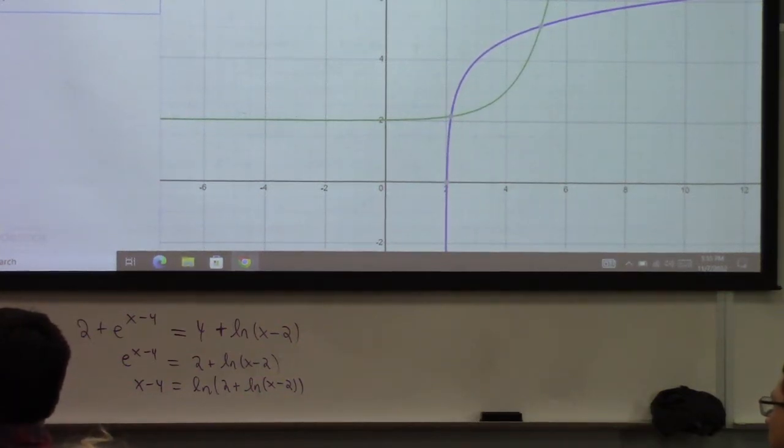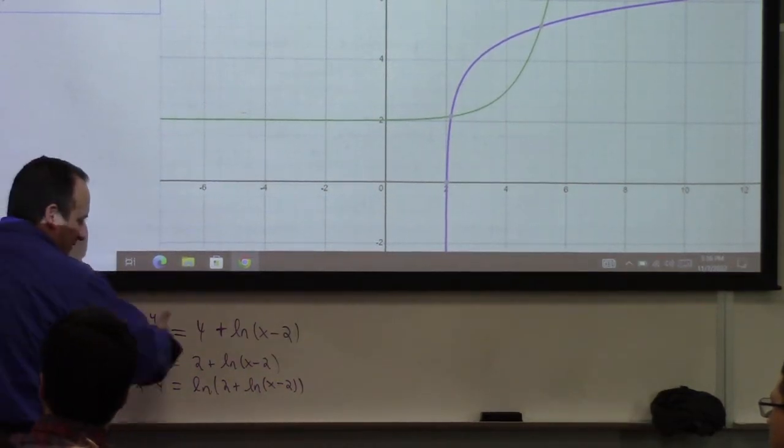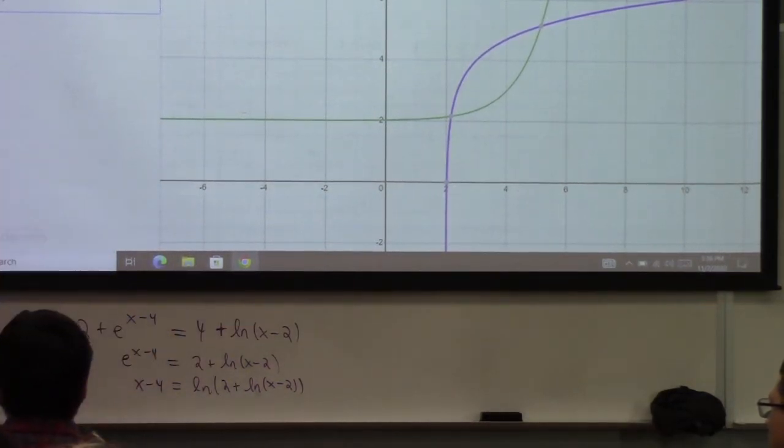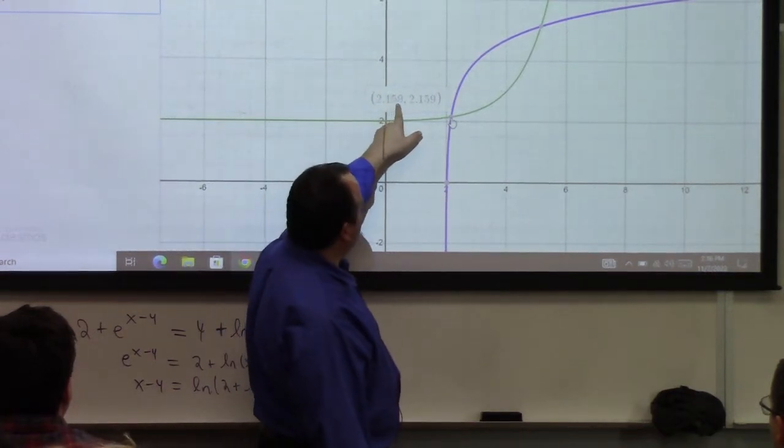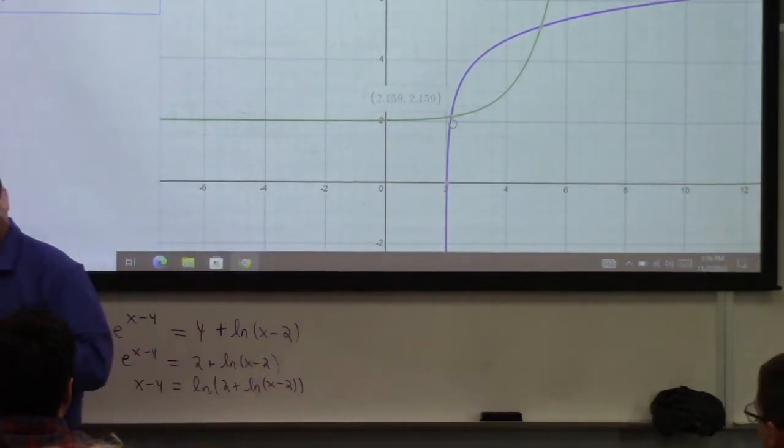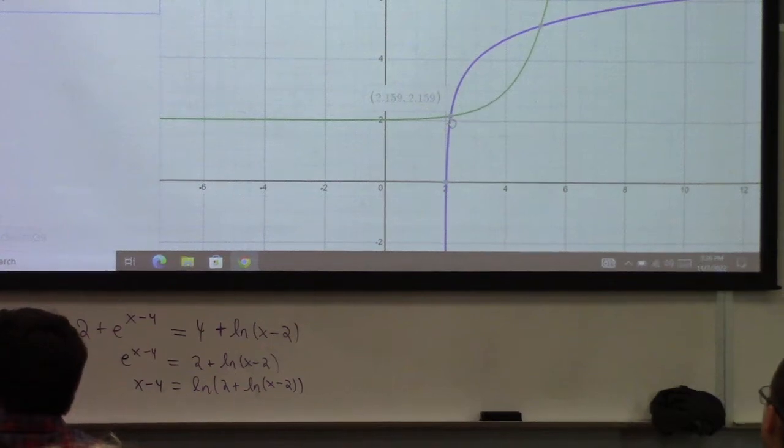I was just weirded out by this because I looked at this problem earlier today and I realized I couldn't find the points of intersection without solving an equation like this, which is actually something we can't do. Is it mathematically impossible? I mean, there's the approximate solution right there. Desmos found it for you. See? 2.159.